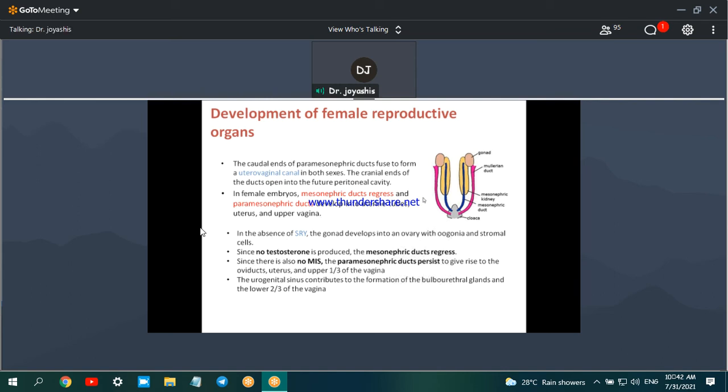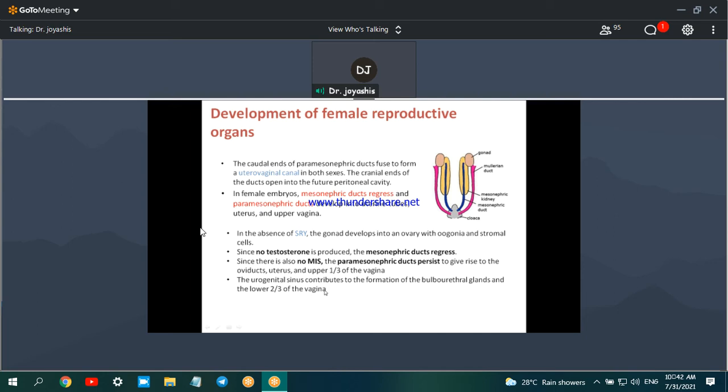The paramesonephric duct develops into the uterine tubes and uterus. In the absence of the SRY gene, there is no sex determining region, so the gonad develops into an ovary with gonia and stroma cells. Since no testosterone is produced, the mesonephric duct weakens.